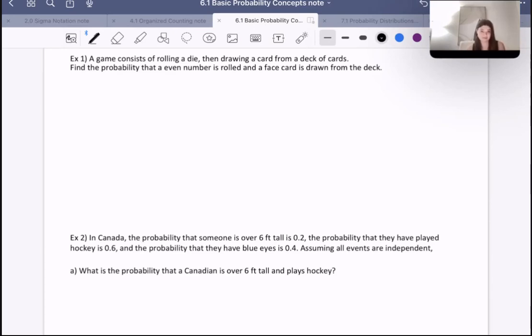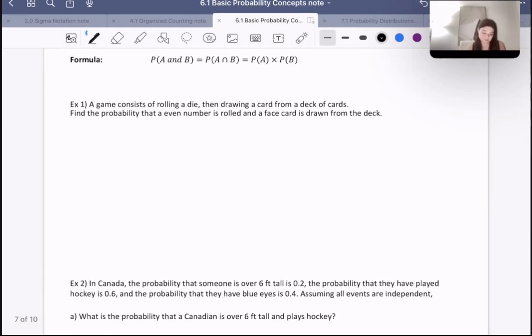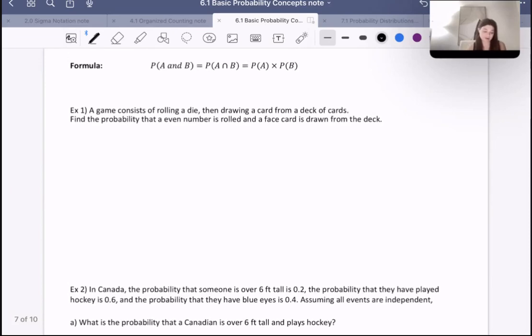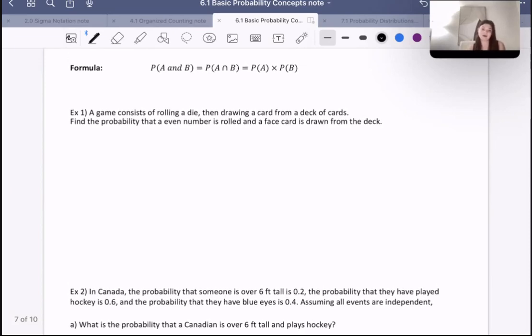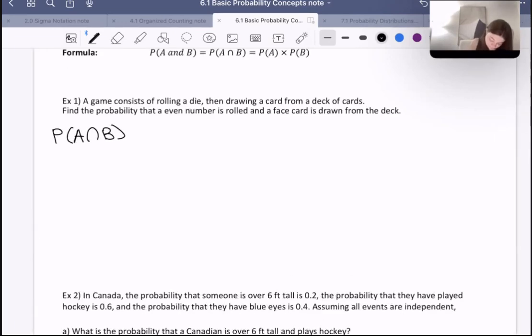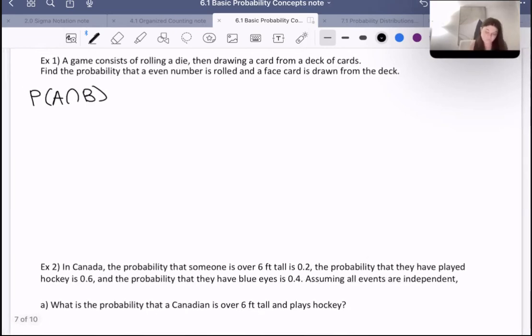Find the probability that an even number is rolled and a face card is drawn from the deck. So we know from this formula that all we must do is find the probability of A and the probability of B separately and multiply them together, and that will give us the probability of A and B. So probability A and B, or we could say A intersect B, is another way to say this as well, or 'and', doesn't really matter, is equal to the probability of A times the probability of B.